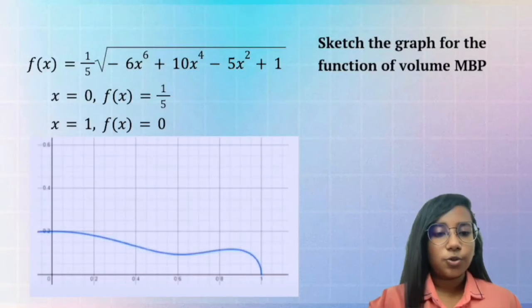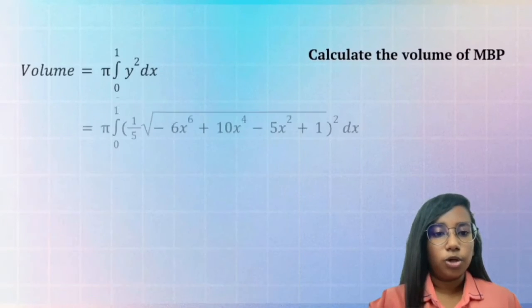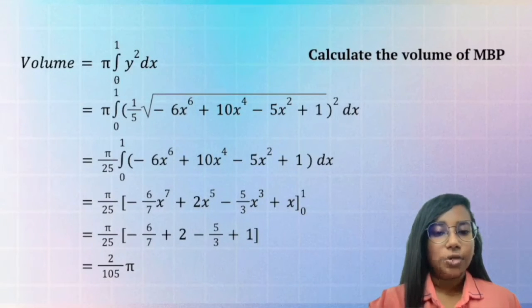Moving on to the next question, I calculated the volume of MBP. I used the formula, which is pi integrated from the lower boundary to the upper boundary of y squared dx. I substituted the interval from the question above and the equation and got pi integrated from 0 to 1 of 1/5 square root of negative 6x to the power 6 plus 10x to the power 4 minus 5x squared plus 1, and squared the whole equation.